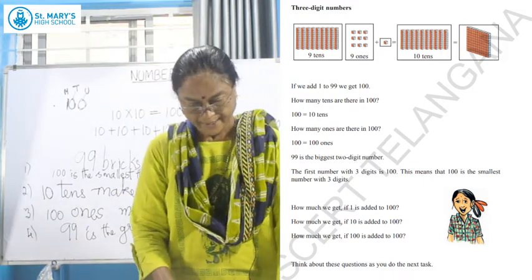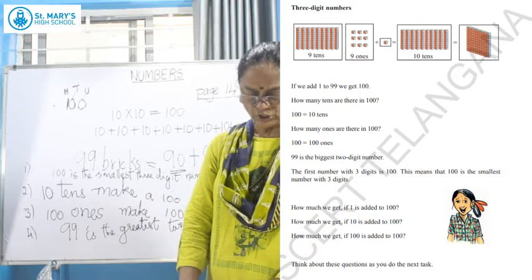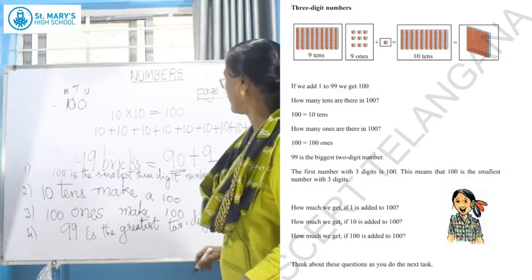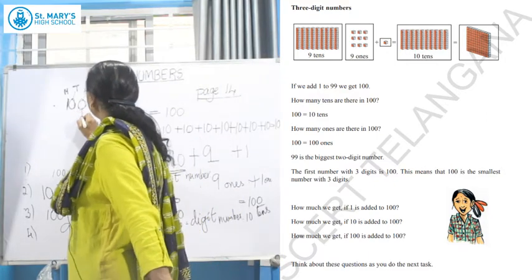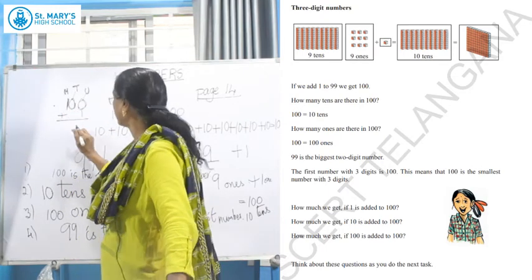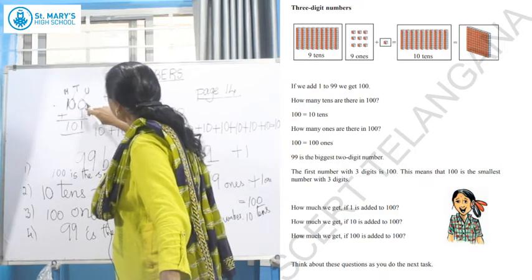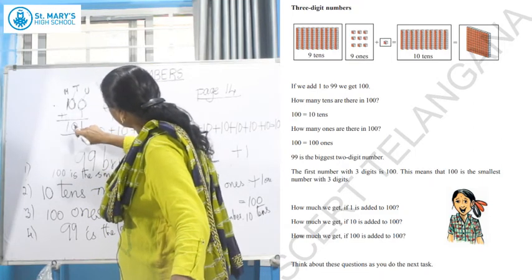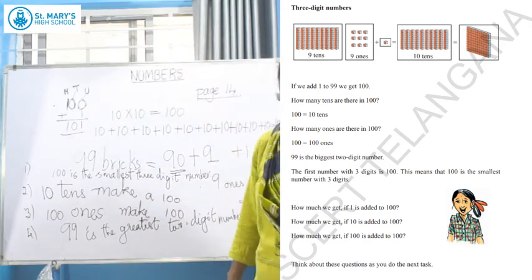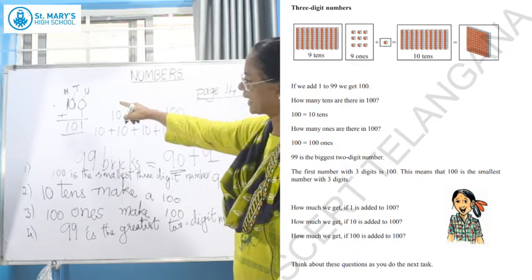Right? Next, we are coming to the next. How much do we get if 1 is added to 100? 101. 1 plus 0, 1. 0, like that only bring it down. 1 also bring it down. Then you get 101. How much do we get if we add 10 to 100?